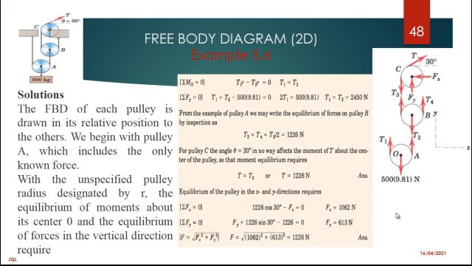The solution. The free body diagram of each pulley is drawn in its relative position to the others. We begin with pulley A, which includes the only known force, as I mentioned. So don't start from a point where you have a lot of unknowns. Start where you have one known force. That is your starting point. In this case, it was pulley A.